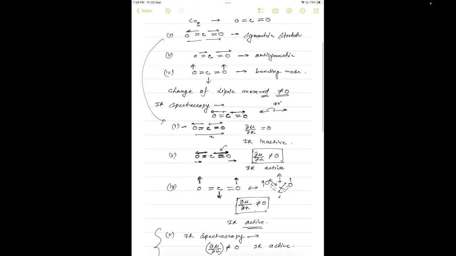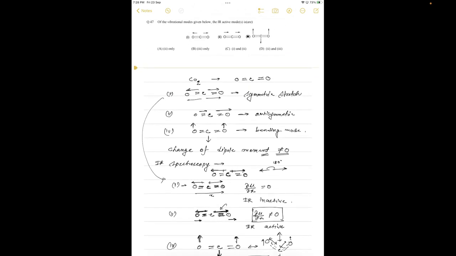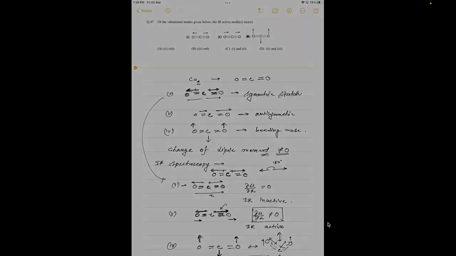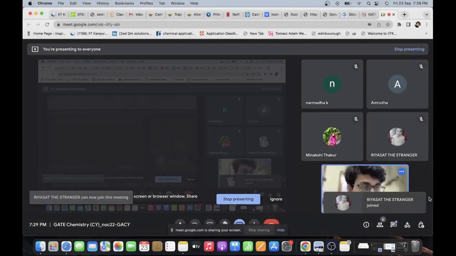So let's first analyze option 1. Option 1 is the symmetric stretch of the CO2 molecule. Symmetric stretch means the change of dipole moment here. The dipole moment corresponding to this CO bond is directed towards this direction, and the dipole moment corresponding to this CO bond is directed towards this direction. So due to the symmetric stretch, both the dipole moment directions are equal in magnitude and opposite in direction.